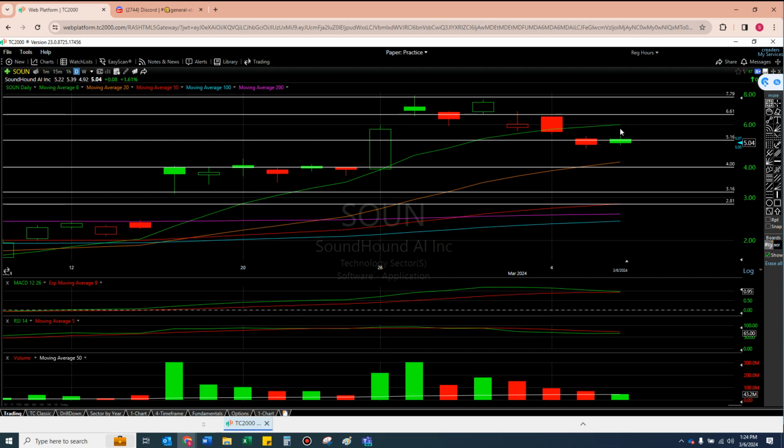Maybe. I think I would rather wait a little bit and try to make this a little quote unquote safer, right? There's no such thing as safer. I'm really embarrassed I said quote unquote because I hate when people do that. But yes, SoundHound, this volume is worrying me.